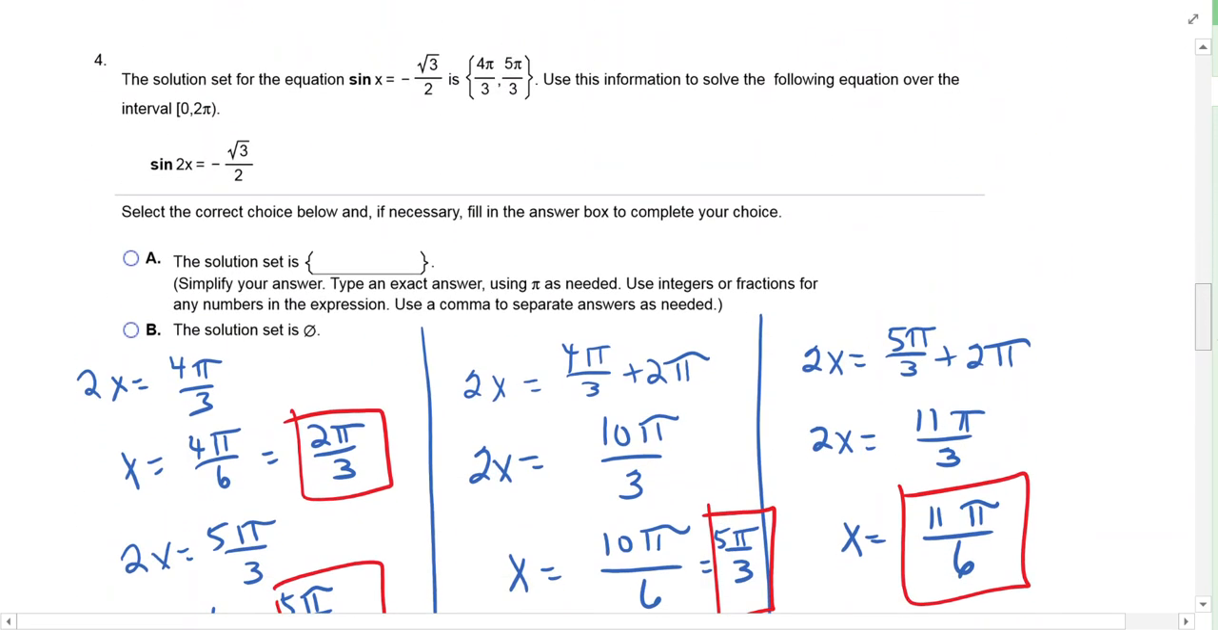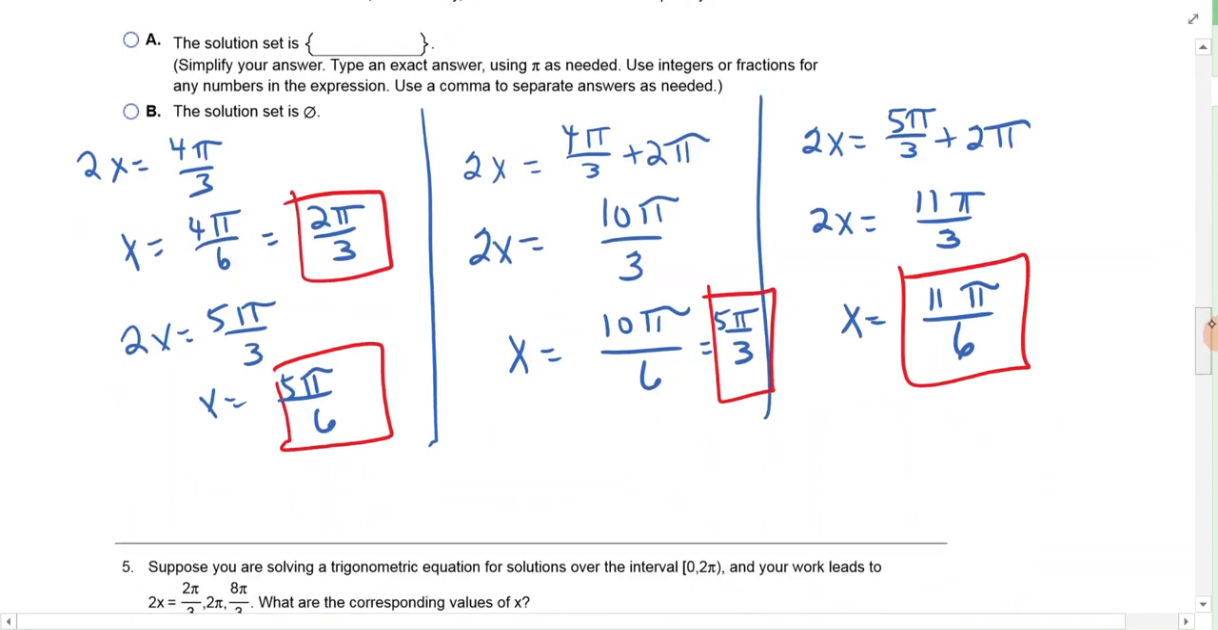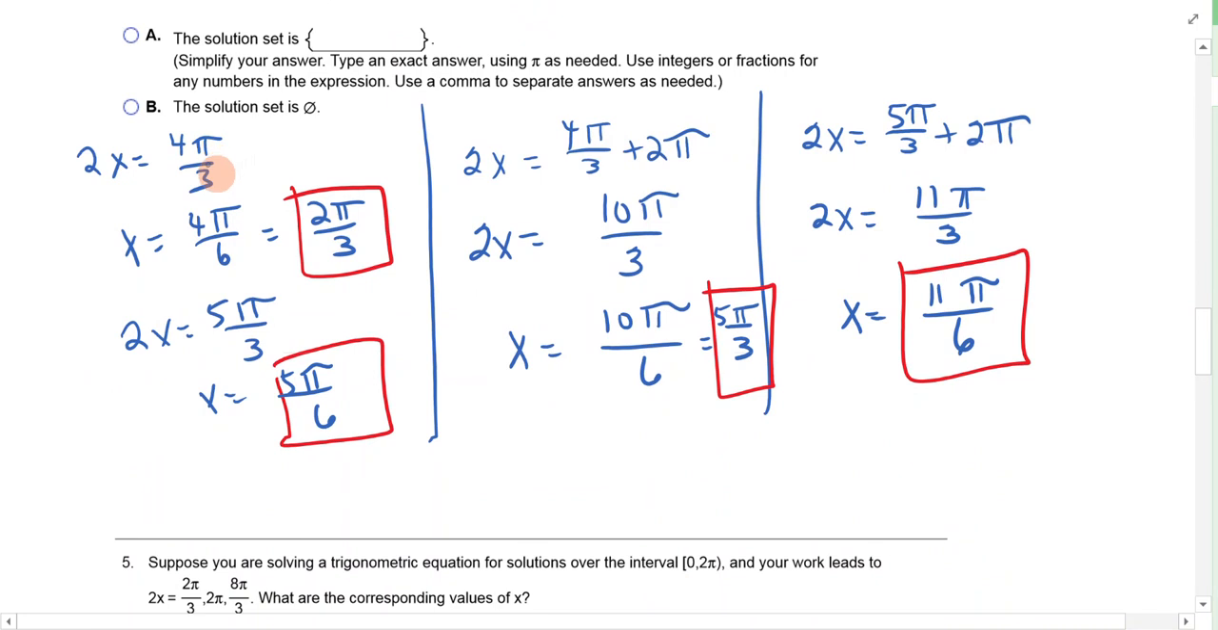All right, number 4, same kind of idea. Where is sine 2x equal to negative square root of 3 over 2? And it tells us that basic sine x for that is 4 pi over 3 and 5 pi over 3. So I did that here. I had the 4 pi over 3 and the 5 pi over 3. If you divide by 2, you end up with 4 pi over 6, which reduces to 2 pi over 3. And if you do this one, it's just 5 pi over 6.